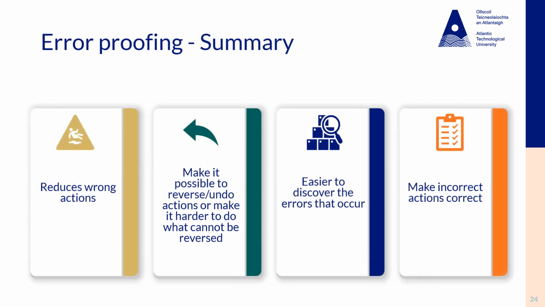So in summary, error proofing reduces wrong actions, makes it possible to reverse undone actions or makes it harder to do what cannot be reversed, makes it easier to discover the errors that occur and makes incorrect actions correct.